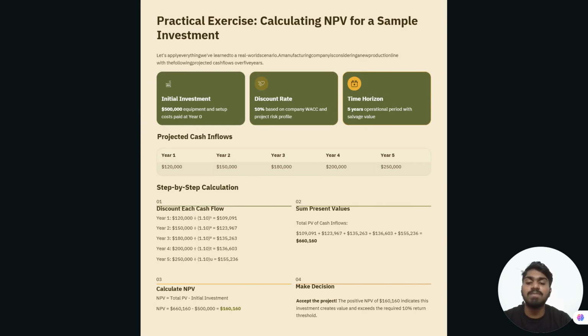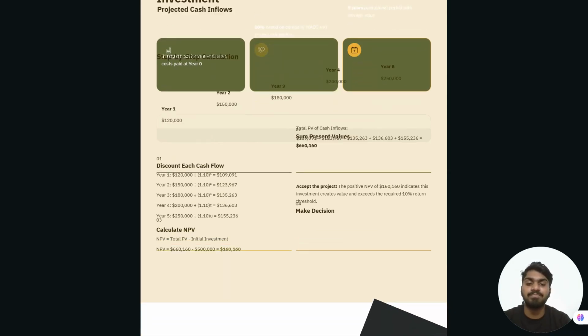Practical example. Let's look at an example from the PDF. A company invests 5 lakh in new equipment, expecting cash inflows for 5 years. By discounting each inflow at 10%, the total present value becomes 6,60,160. Subtracting the investment gives an NPV of 1,60,160. Since the NPV is positive, the project is financially profitable and should be accepted.